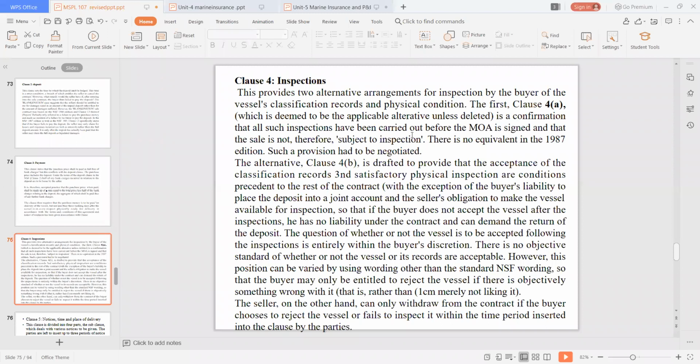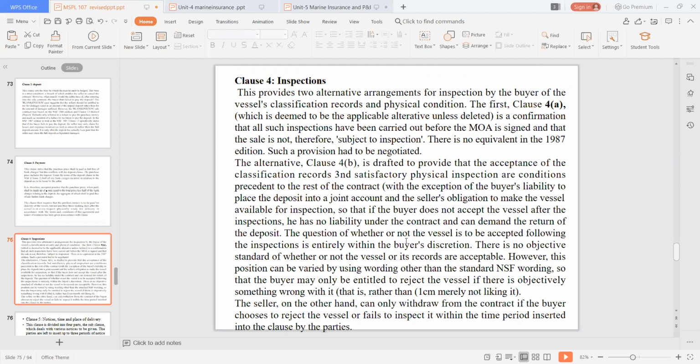So what is 4A? It is a confirmation that all such inspections have been carried out before the MOA is signed. Okay. The alternative, clause 4B, is drafted to provide that the acceptance of the classification records and the satisfactory physical inspection are conditions precedent to the rest of the contract, with the exception of the buyer's liability to place the deposit in a joint account and the seller's obligation to make the vessel available for inspection. So that if the buyer does not accept the vessel after the inspections, he has no liability under the contract and may demand the return of the deposit.